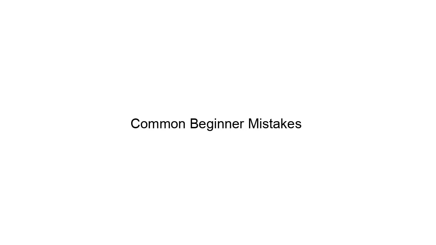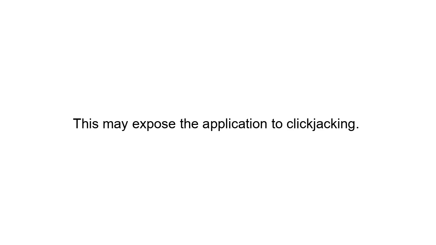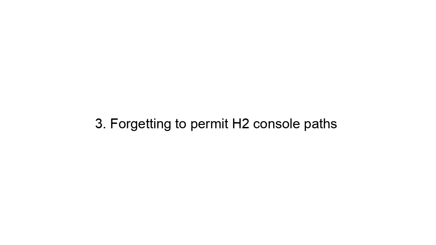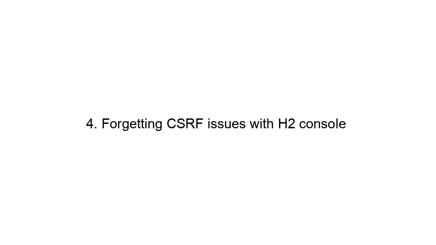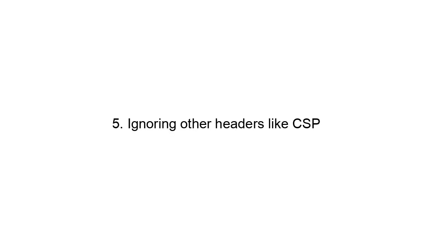Common beginner mistakes. Here are some common mistakes. 1. Disabling frame options without understanding the security risk. This may expose the application to clickjacking. 2. Fully disabling when sameOrigin would be enough. This removes more protection than necessary. 3. Forgetting to permit H2 console paths. Frame settings alone may not be enough. 4. Forgetting CSRF issues with H2 console. Some H2 console setups also need CSRF adjustment. 5. Ignoring other headers like CSP. The problem may not be X-Frame-Options alone.